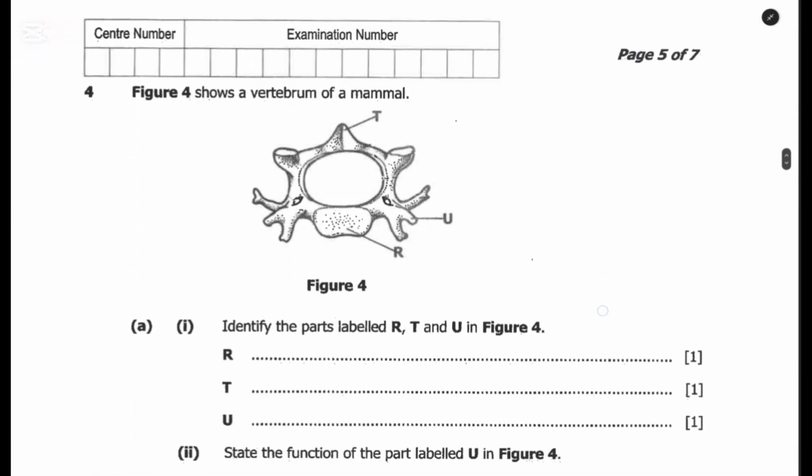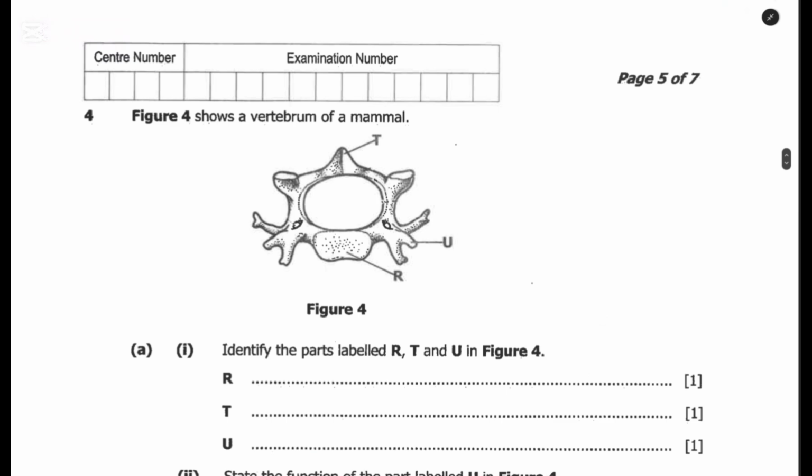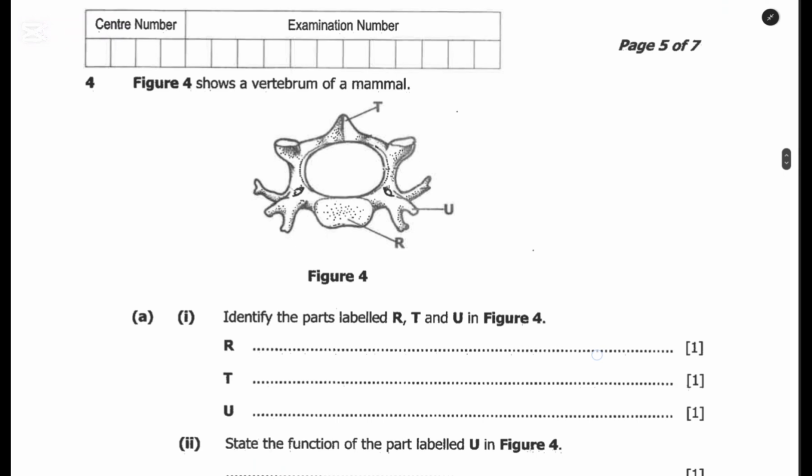Let us have a look at question 4. This one is coming from the skeletal system. Figure 4 shows the vertebra of a mammal. Identify the parts labeled R, T, and U in figure 4. The part labeled R is called the centrum. Then T is called the neural spine. Then U is the transverse process.